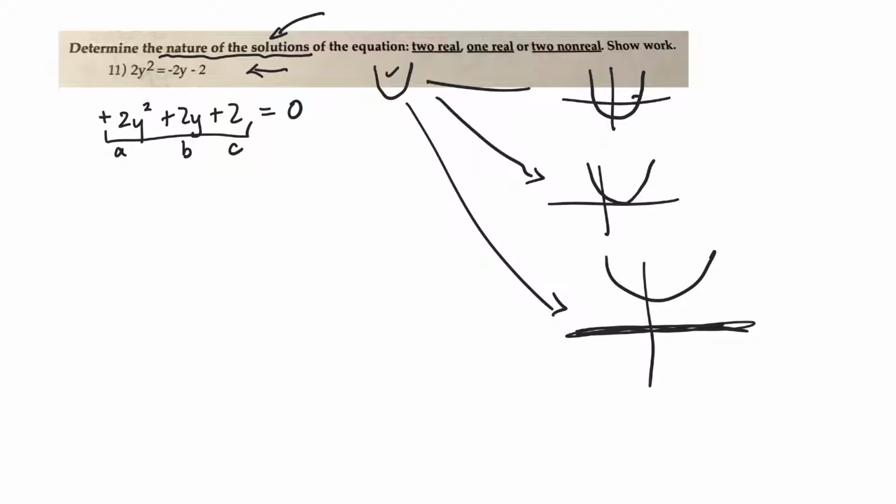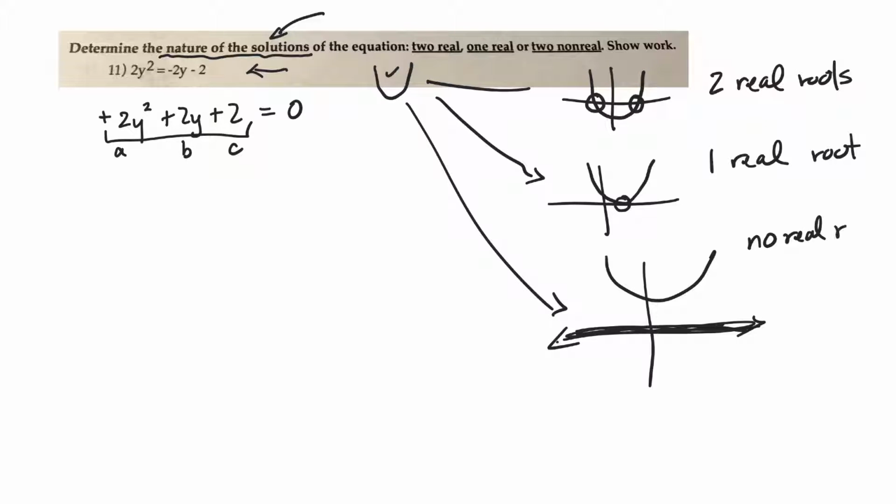So this one, since there's two places it crosses the x-axis, you'd say that has two real roots. This one, if it only touches the place once, then you say it has one real root. And this one, where it doesn't cross the x-axis at all, you would say no real roots. Or another thing you could say is it would have two complex roots. Okay, so for complex numbers, those are all the ones that have a negative number underneath the square root sign.